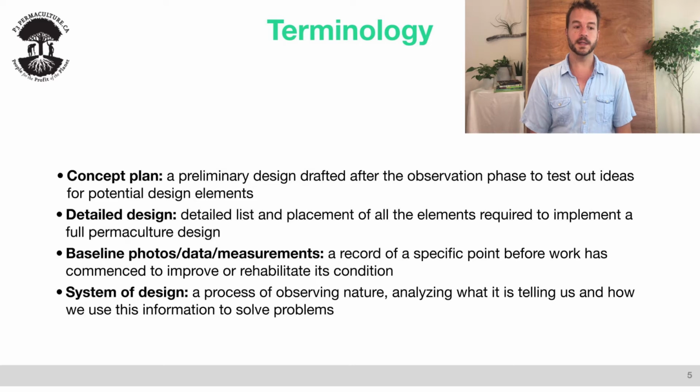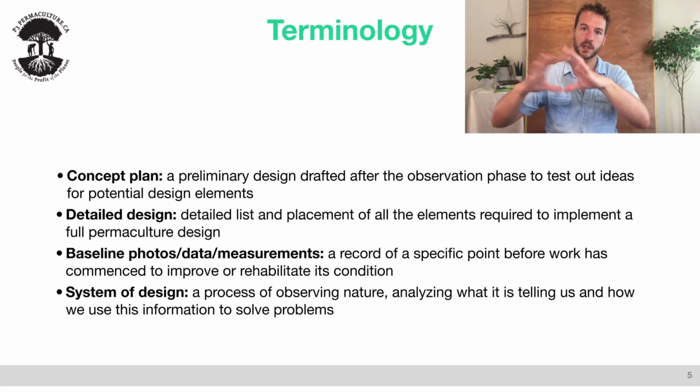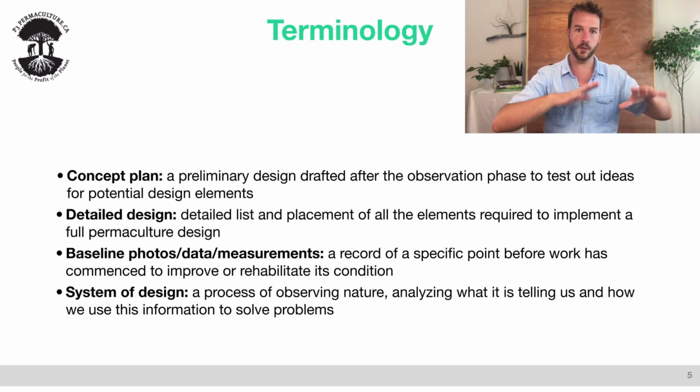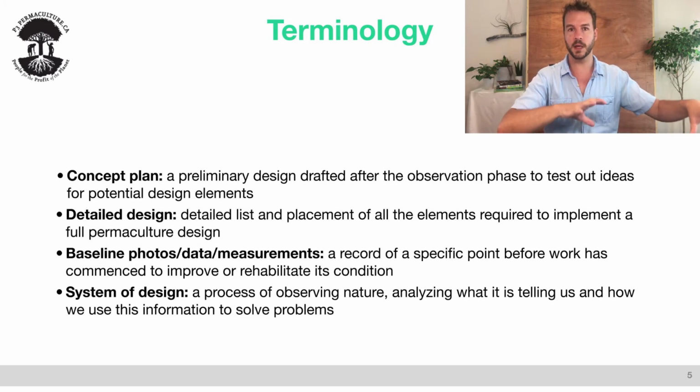The next term is the concept plan, and this is really after the observation phase. We do a concept plan, which is a preliminary design. This is an early stage suggestion. Like I said, with the areas, we think this area is good for food foresting. We think this area is good for passive solar building. We think these areas here have erosion risk and need to have some erosion management strategies.